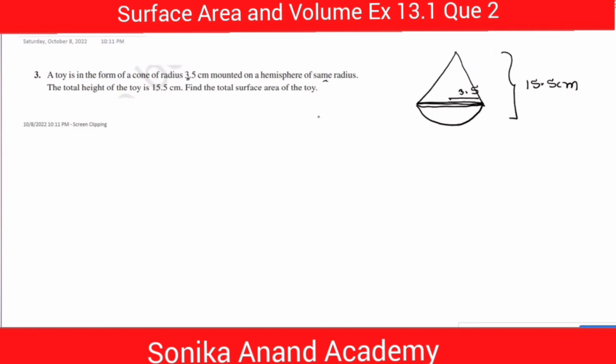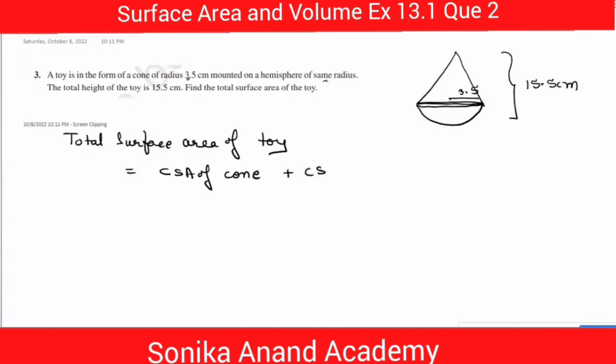So the total surface area of the toy is equal to the curved surface area of the cone plus the curved surface area of the hemisphere. So what is its formula? Pi r l, and for the hemisphere we have 2 pi r square. Now the hemisphere has the same radius.